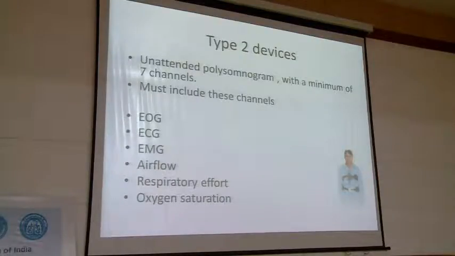Then type 2, it's more or less the same, but it is unattended polysomnography, and a minimum of 7 channels is also needed, as I mentioned in type 1.